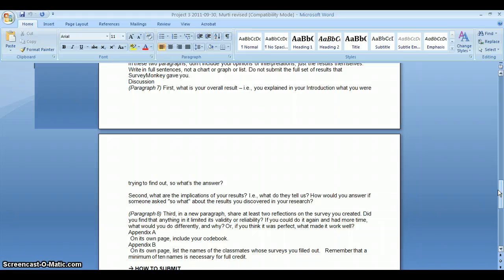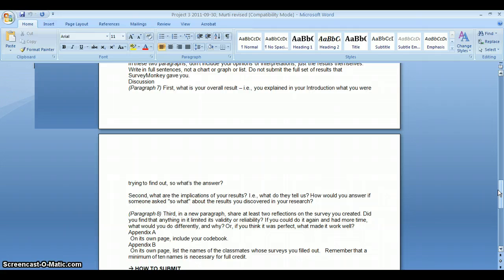And secondly, in the discussion in paragraph 7, what are the implications of your results? That means, what do they tell us? What do these results mean? Again, we get back to the so what question. How would you answer if someone asked so what about the results you discovered in your research? Why are they important? Why are they interesting?